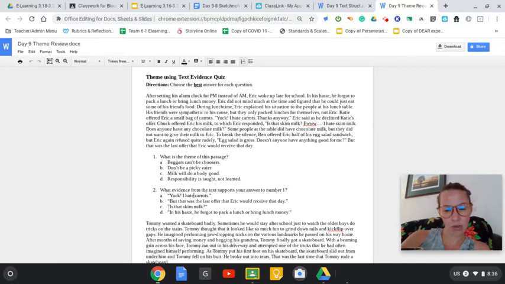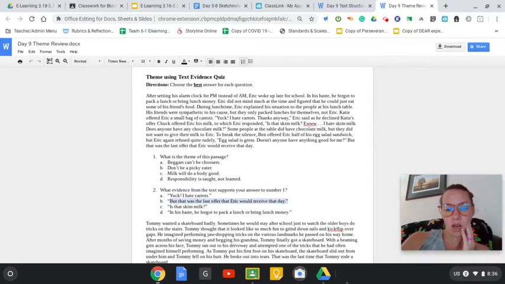But I'm going to go through the other ones first just to make sure I'm not going to have a hard time here. Is that skim milk? Again, he's kind of being picky. In his haste, he forgot to pack a lunch or bring lunch money. That basically shows me that if I was trying to prove the problem or what happened first, then I would definitely pick that one. So I want to go back to B here. It says, but that was the last offer that Eric would receive that day.